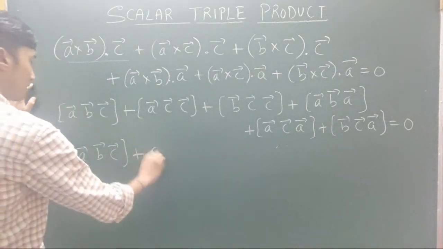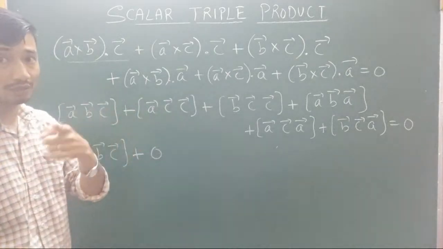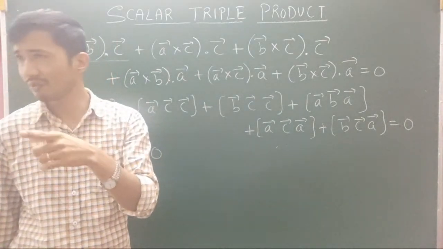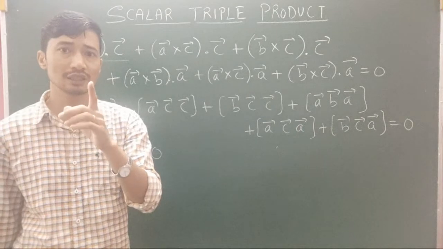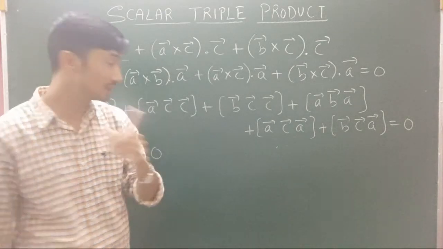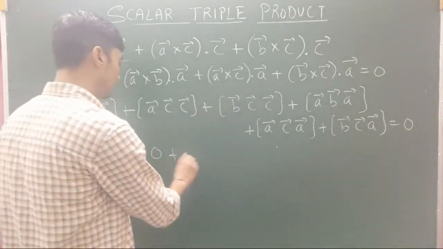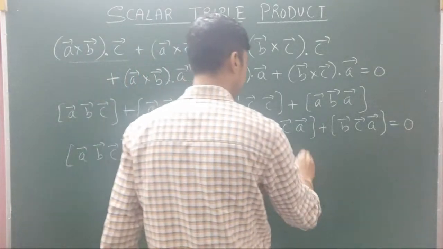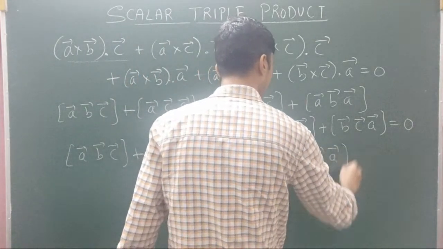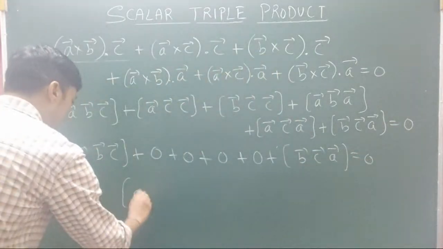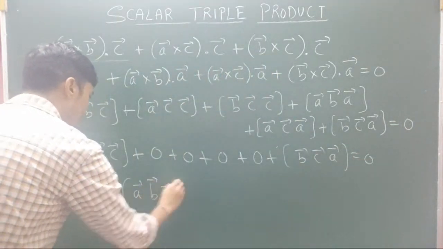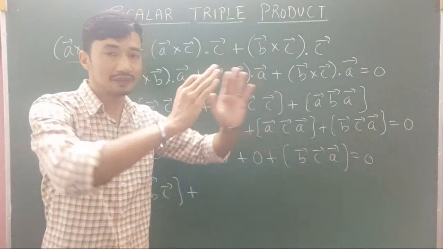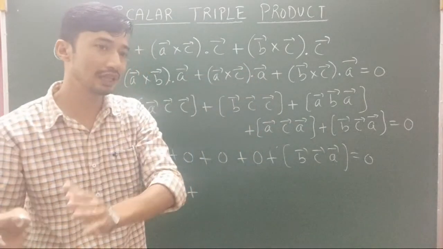[A, B, C] plus 0. You know why this is 0? If you remember, which property was that? Property number 4 or 5: if two vectors are equal, then it is 0. You remember that? This also 0. [A, A, C], that also 0. This also 0. This is [B, C, A] equal to 0. So [A, B, C] plus, now [B, C, A], this is in the cyclic order again. If the cyclic order of the scalar triple product is maintained, then the value is the same.